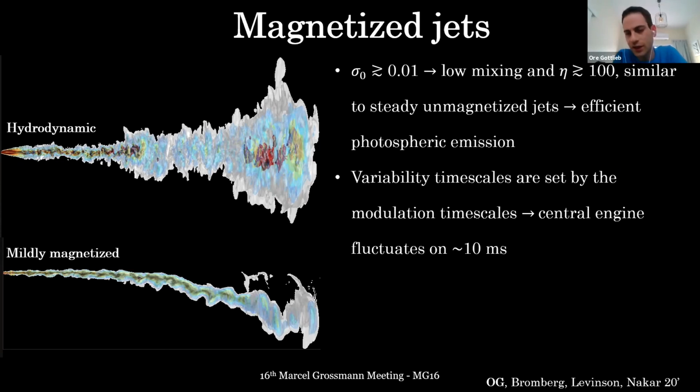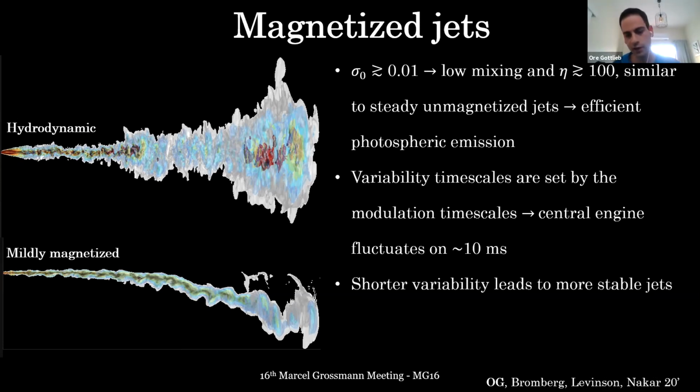And this is interesting because if this model is true, then we can learn about the central engine activity by the observations of the photospheric emission. If we see timescales of 10 milliseconds for the variability of the light curve, then it tells us that the central engine is also working on the same timescales. And this is a result that can be very interesting in understanding the physical mechanism that is powering the jet.